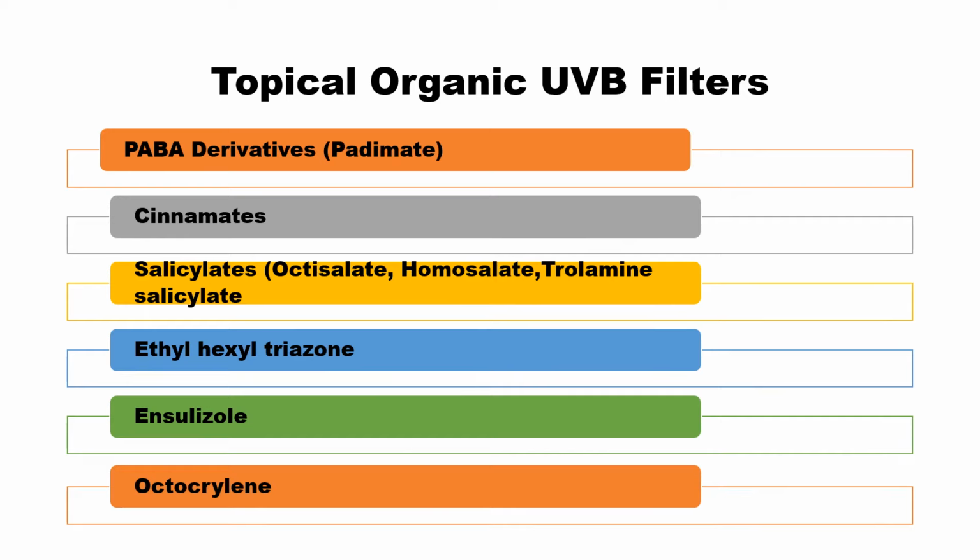The preferred ones are the PABA derivatives, para-aminobenzoic acid derivatives, padimates. Then come the cinnamates and salicylates. Among the salicylates, the preferred ones are octisalate, homosalate, and trolamine salicylate. Then comes ethylhexyl triazone, then ensulizole, then octocrylene. These are the peculiarly preferred UVB filters widely used in a lot of sunscreens.